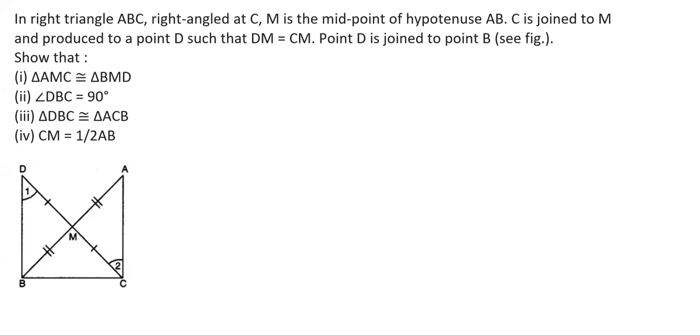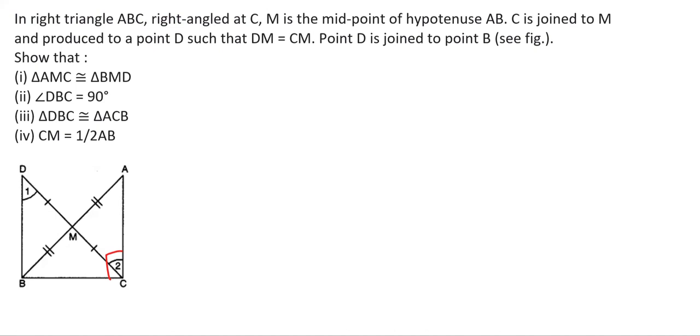This is question number 8, exercise 7.1. It says a right triangle ABC, right angle at C. Right. So we can clearly see that there is a right angle C over here. That is, this is a right angle. That's given here.